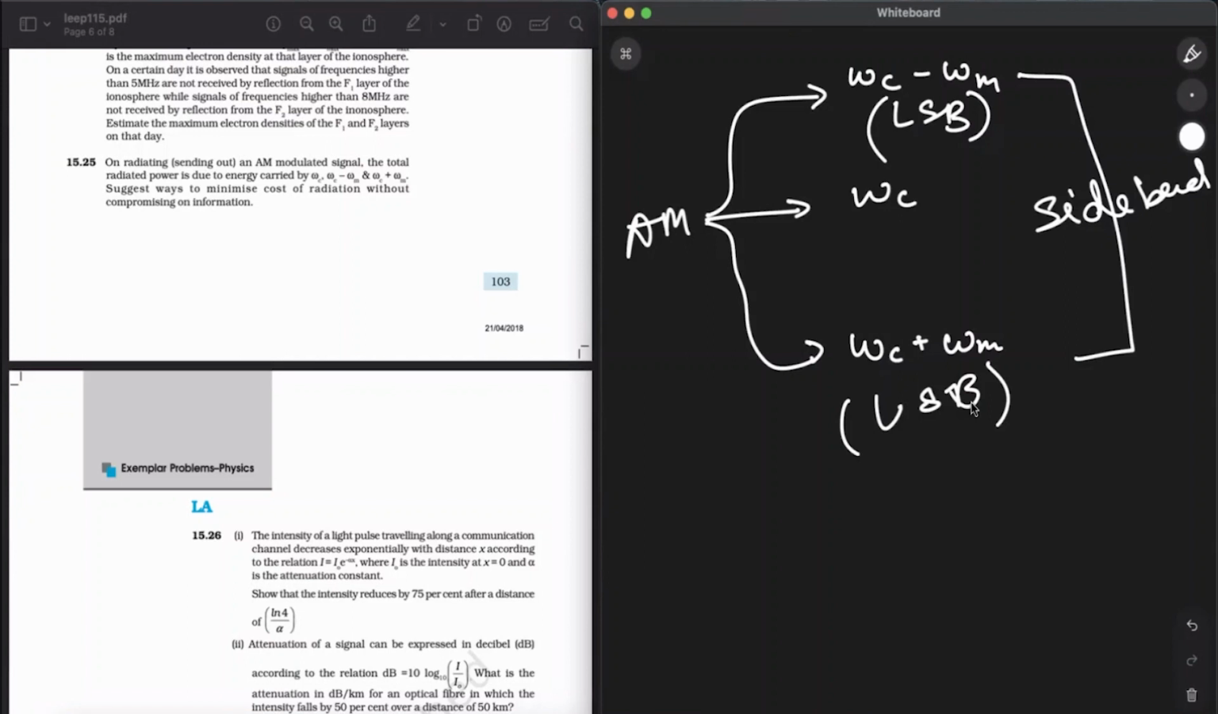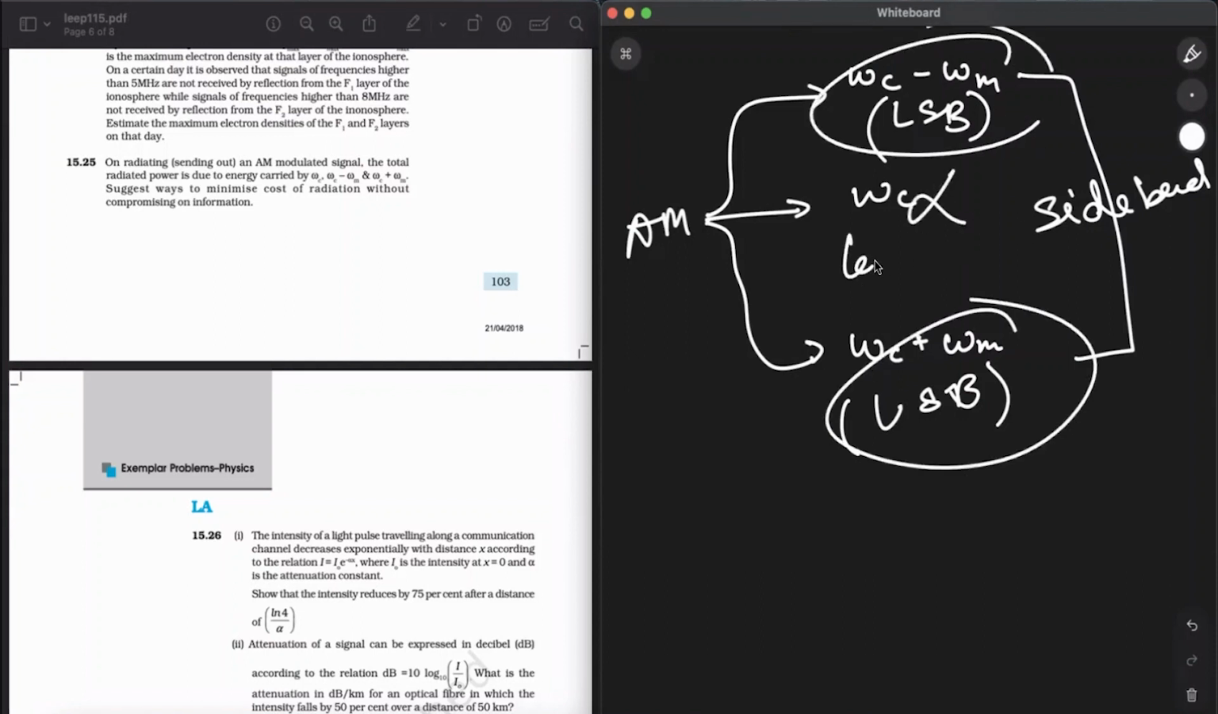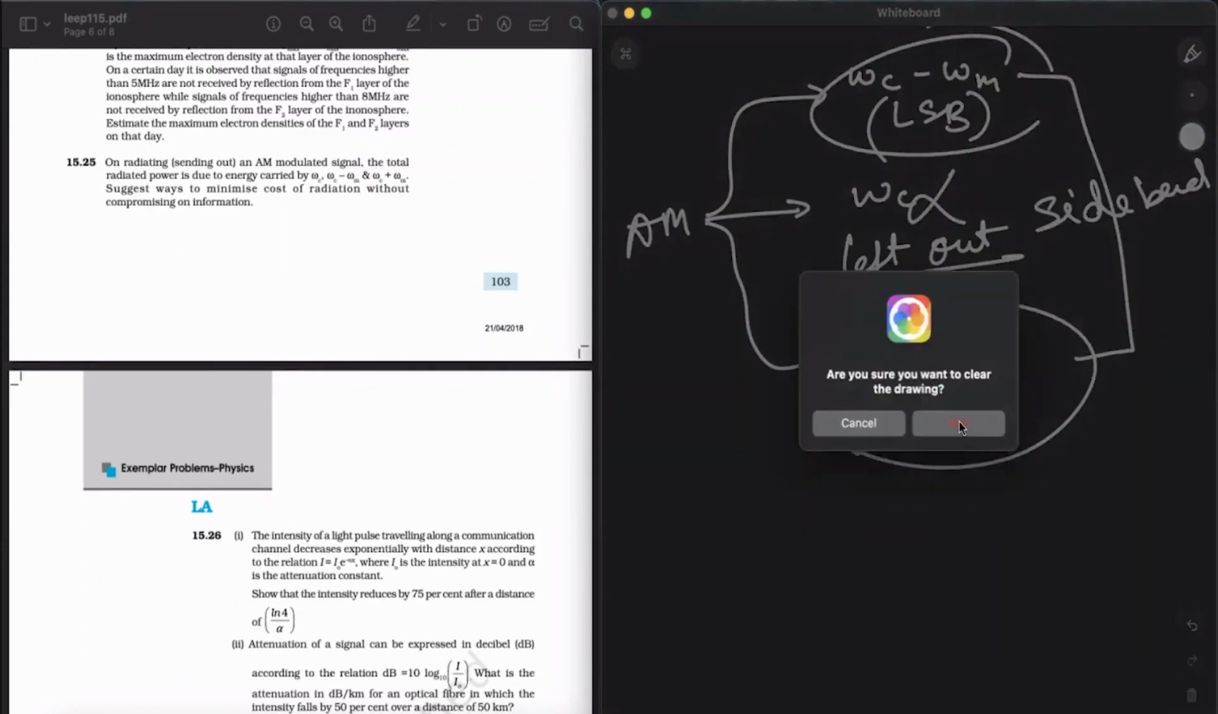Now, the total radiated power will be due to the energy carried by these. So for reduction of cost of radiation without compromising on info, WC can be left out. Only the sideband frequencies will be transmitted and this will be left out. So this will minimize cost of radiation and it will not cause any loss in info. So now moving on to the long answer type of questions.